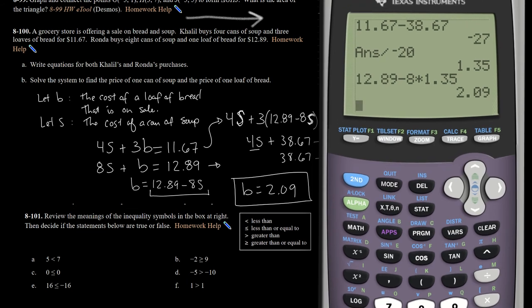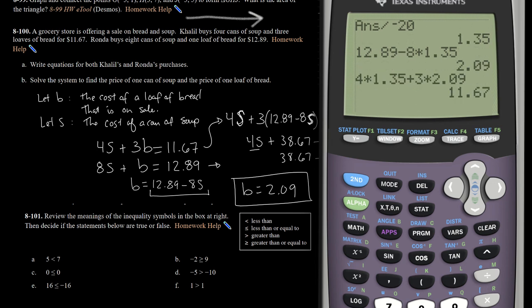It says 4 cans of the soup. Okay, so 4 times the cans of the soup right there. I don't even have to enter that, right? I just go up and grab it. 4 times the cans of soup, plus 3 of the loaves of bread, so 3 times the loaf of bread cost gives me 11.60. That's correct. So it worked for that one.